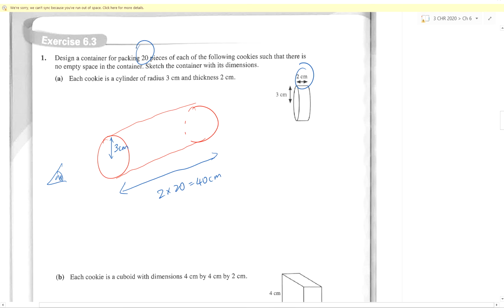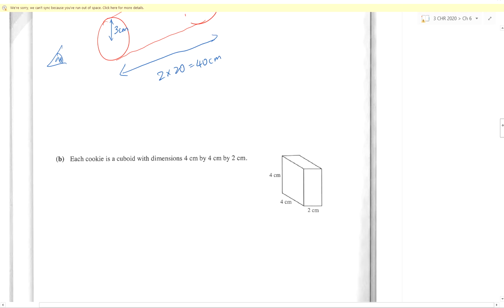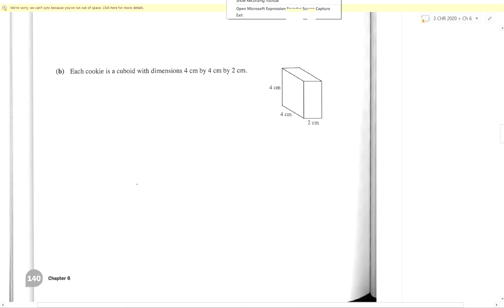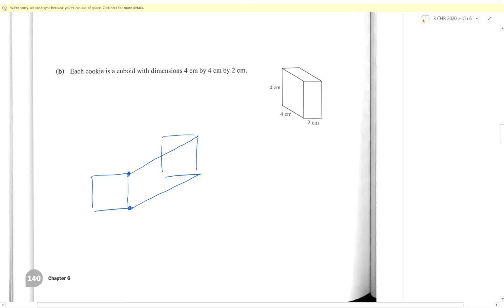Can you try part B? Cuboid over here, you can start with a square. Then draw another square. The same square, the same corner to the same corner. From here to here, same corner, join, same corner, join.